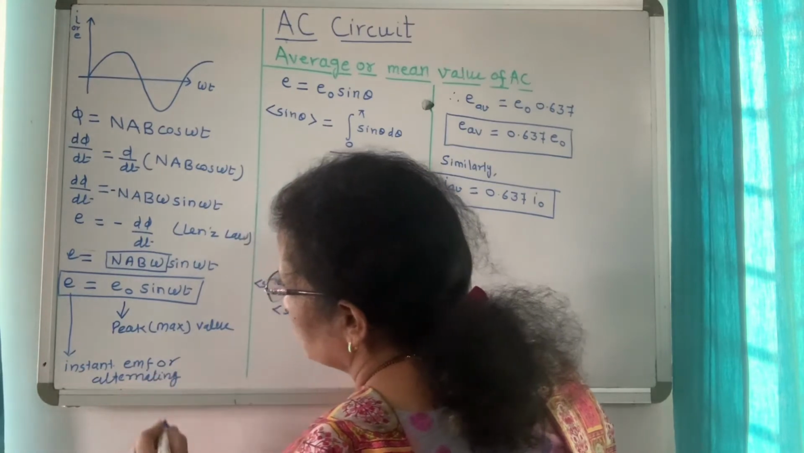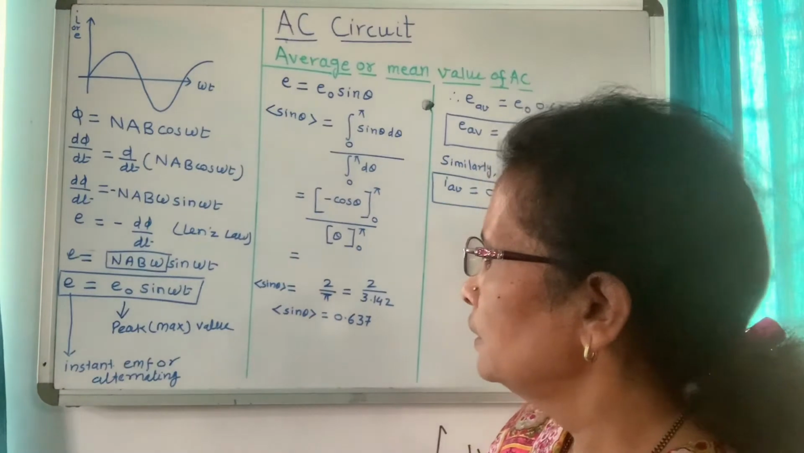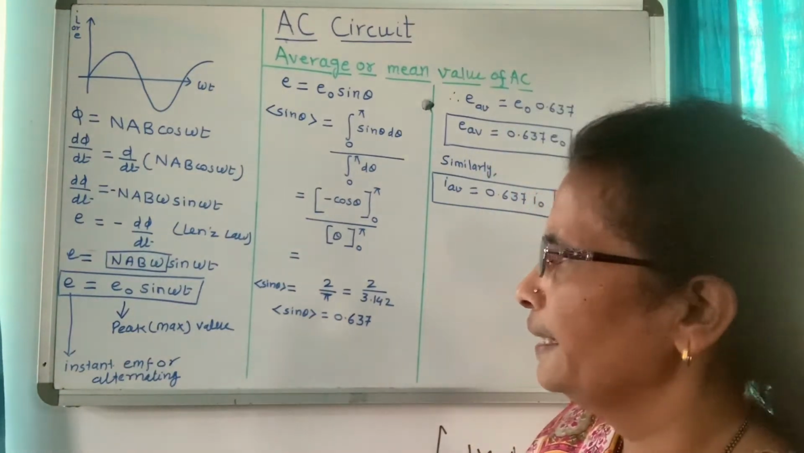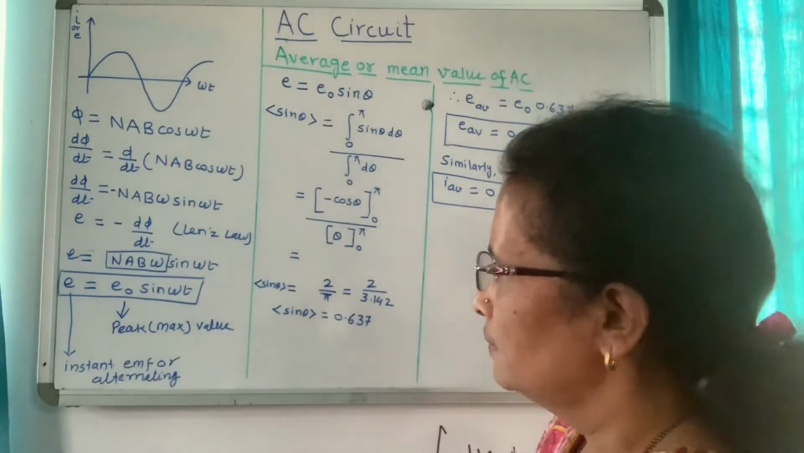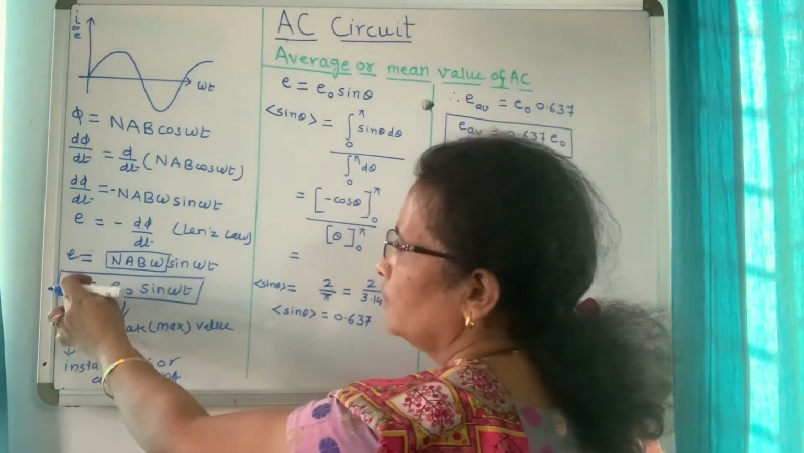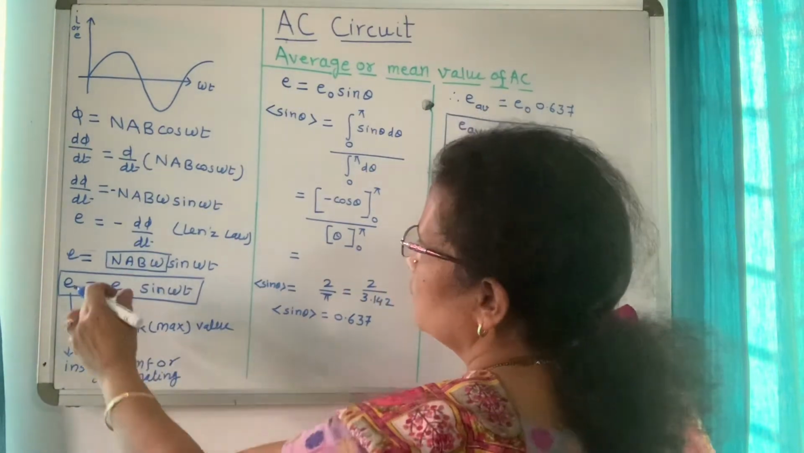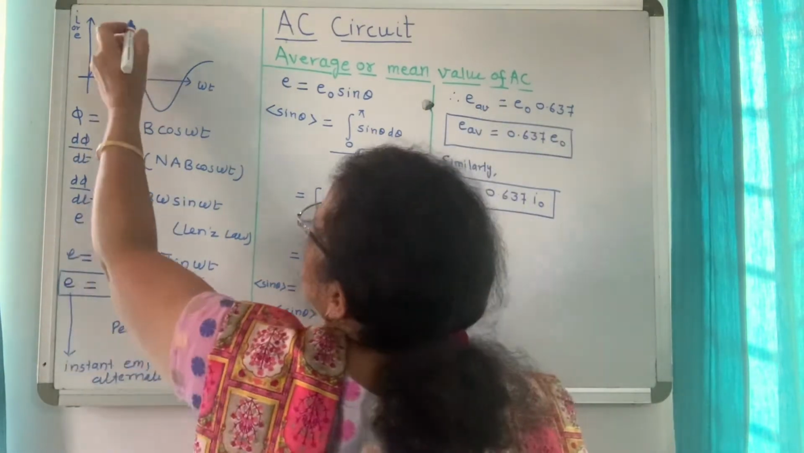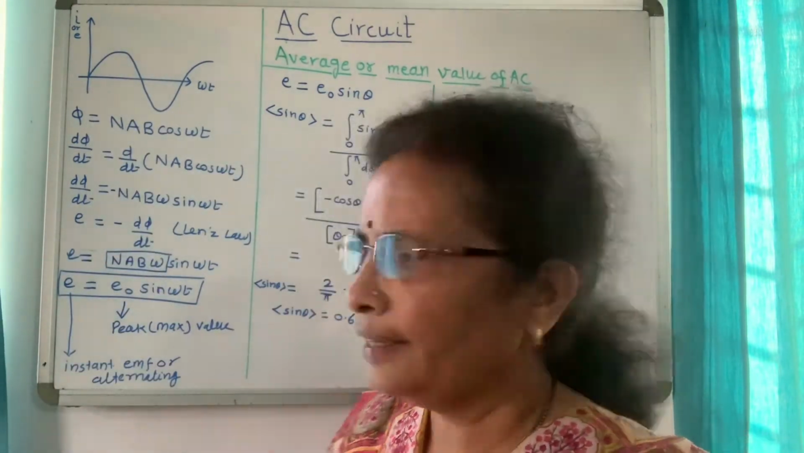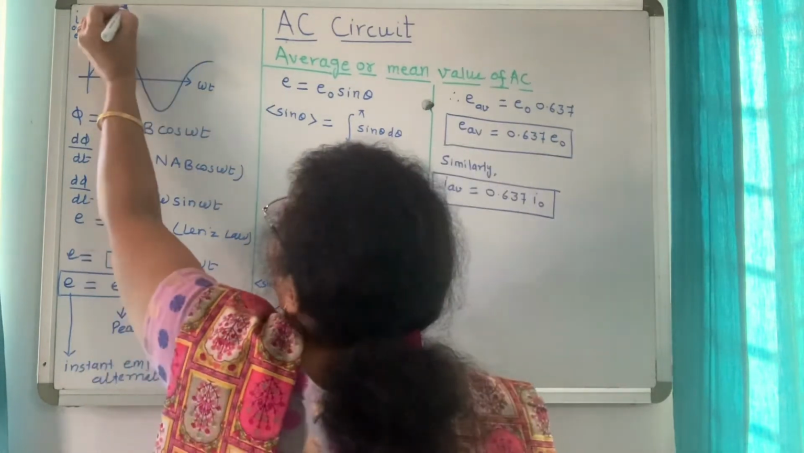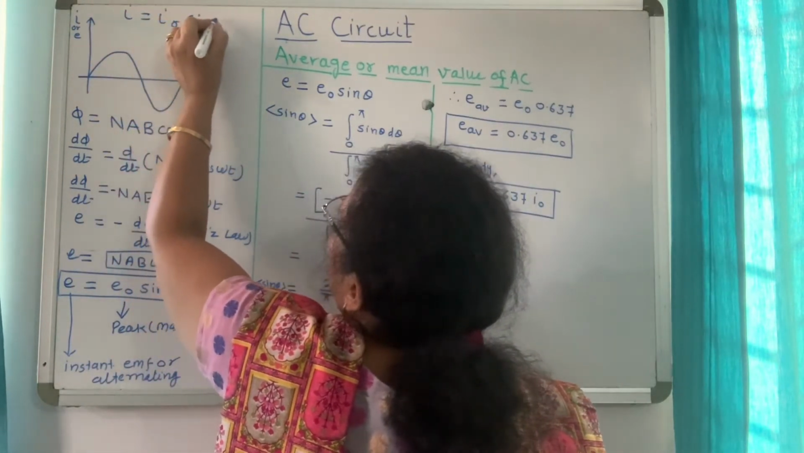If you are not observing this, you can write it. Instantaneous EMF or alternating current. So this is the equation for the alternating current. See, this is the induced EMF and this is the maximum EMF. We can write this equation for current also, because current and EMF are the same kind of quantity: EMF is induced, so current will be produced, right? So the same equation you can write for current also. I is equal to I0 sine omega t.